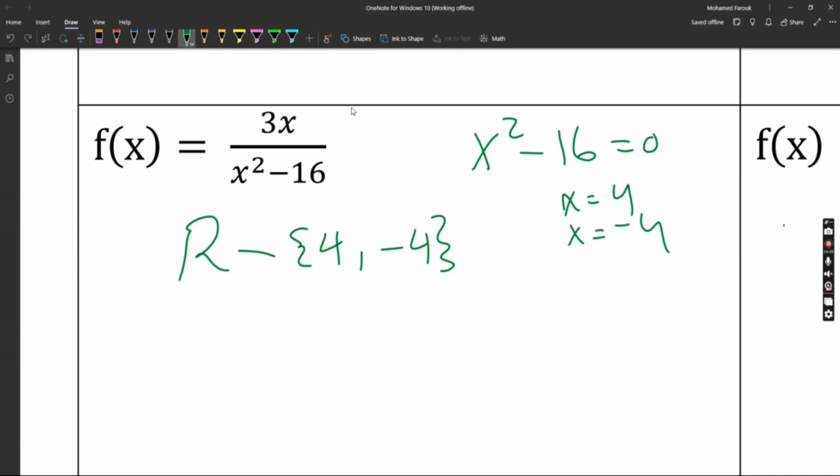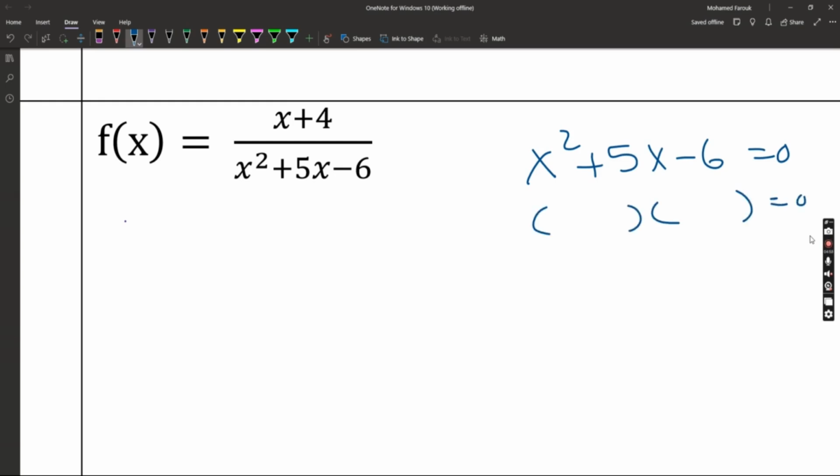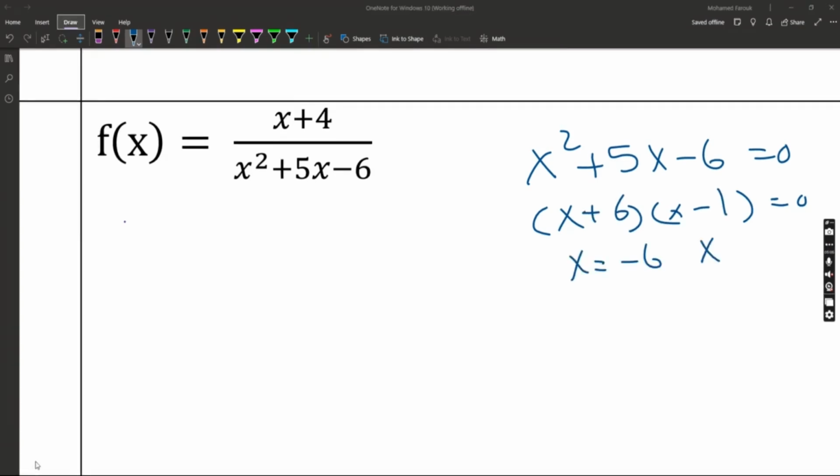Okay, next one. It's the same. We will take x squared plus 5x minus 6 and equate it with 0. You can use your calculator, or you can use factorization as you like. This factors with negative 6 and 1. So x is equal to negative 6 or x is equal to 1.